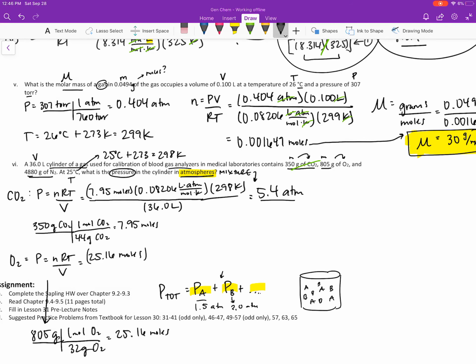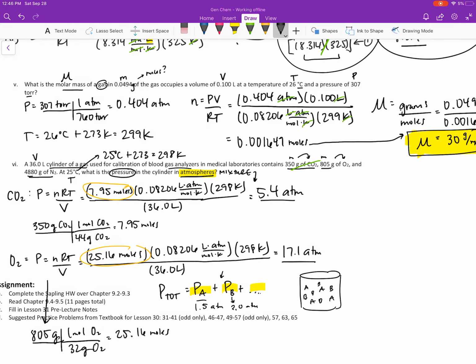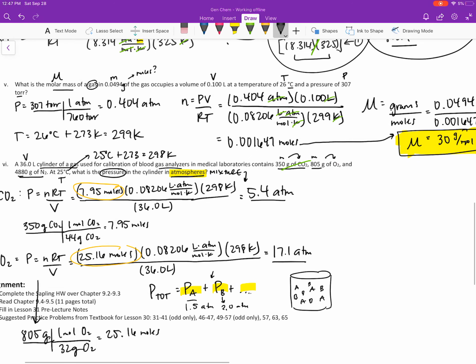When you get to upper level chemistry, if that's your path, you will learn that we handle intermediate answers a little bit differently. But for now, we get to treat them more simply, which is nice because we're learning a lot of other complex stuff. Plug in the rest of the information. You'll see the only difference between the two is the number of moles. So I solve for this, and I'm going to get 17.1 atmospheres. We would expect that the pressure would be greater for oxygen because I have more oxygen than I do carbon dioxide.